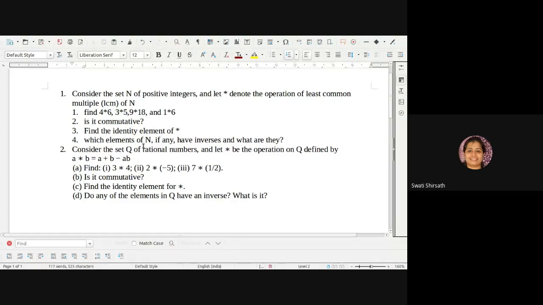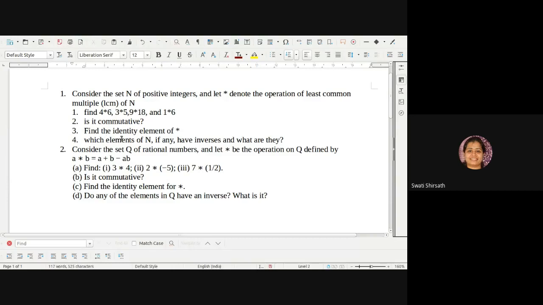What is the identity element of this operation? Can I say 1 is the identity element? Yes, because if you take LCM of any number and 1, then you will get that number as a result. Okay, so if you take 1 into 4, LCM of 1 and 4, you will get 4.